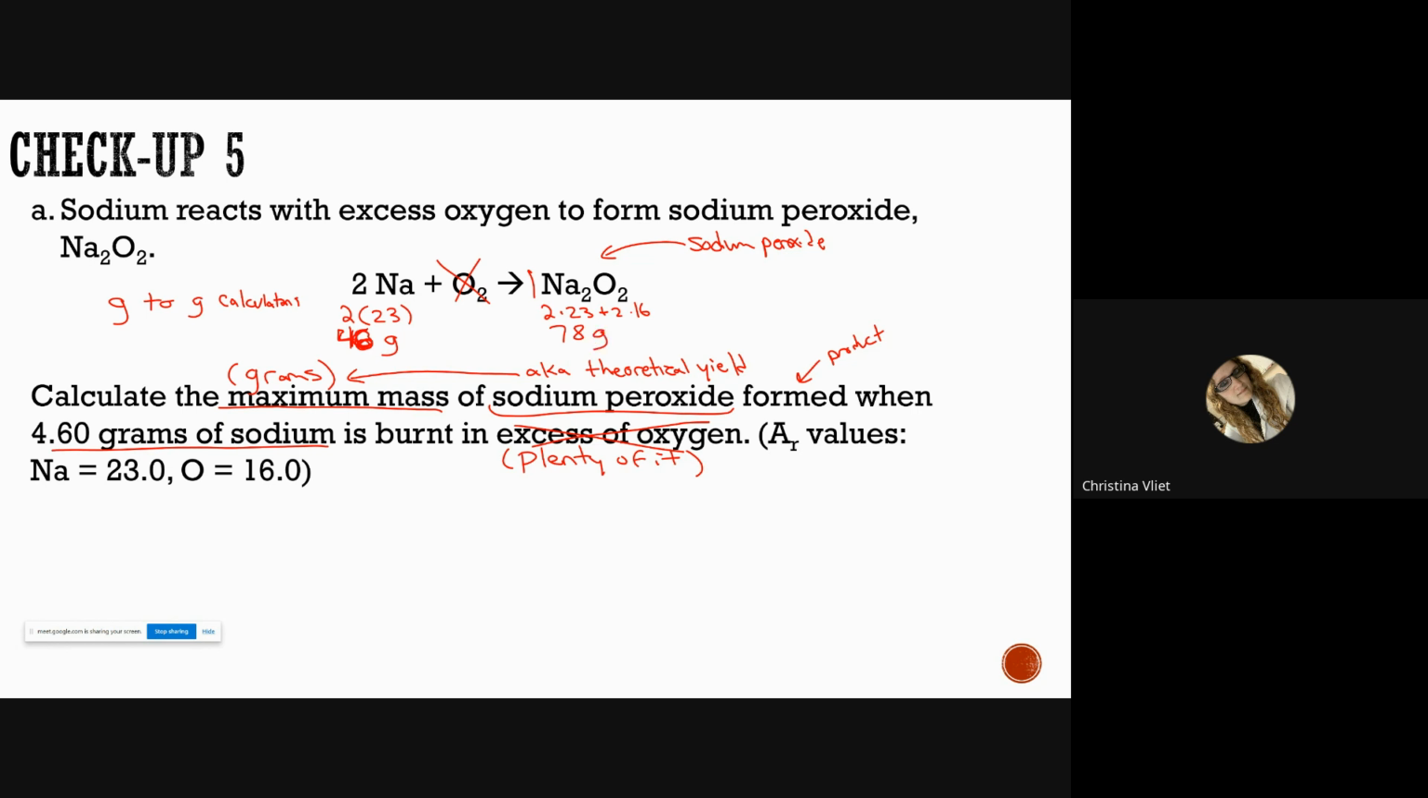And that's the amount of grams. So instead of interpreting this equation in moles, we can interpret it in grams. And we can say that if I have 46 grams of sodium, I'm going to make 78 grams of sodium oxide. So now, using that, I have 4.6 grams of sodium. Can you figure out how much sodium oxide that would make? What would you do? The numbers aren't so easy.